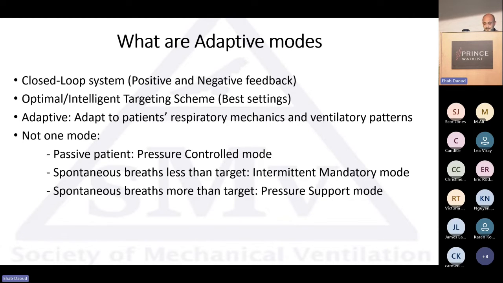Why are they called adaptive? Because they're supposed to adapt to the patient. So it's not a real scientific name. Anyway, I just want to stress that it's not only one mode. It depends on what the patient is doing. If the patient is paralyzed, no effort whatsoever, it's pure pressure control mode. If the patient is spontaneously breathing, doing some of the work and the ventilator doing the rest, it's a form of intermittent mandatory ventilation mode. And if the patient is doing all the work, spontaneous breathing, it's purely pressure support mode.